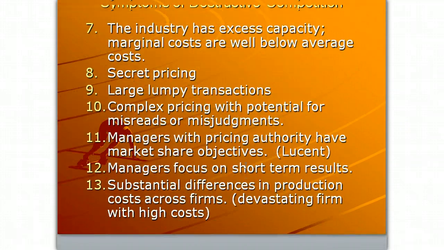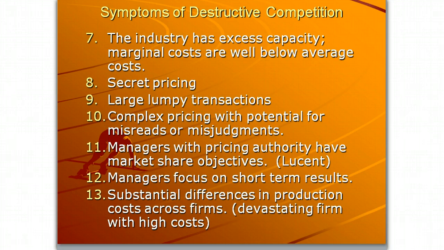All right. Okay, so let's look at number 7. The industry has an excessive capacity. Marginal costs are well below average costs. Okay, so let's think about excessive capacity. A classic example of this is, say I have a memory chip factory. The fab, as they call it, the fabrication facility, costs billions of dollars and has a huge amount of fixed costs: interest on the loan to build the building, and the amount of money it takes to keep the building operating.